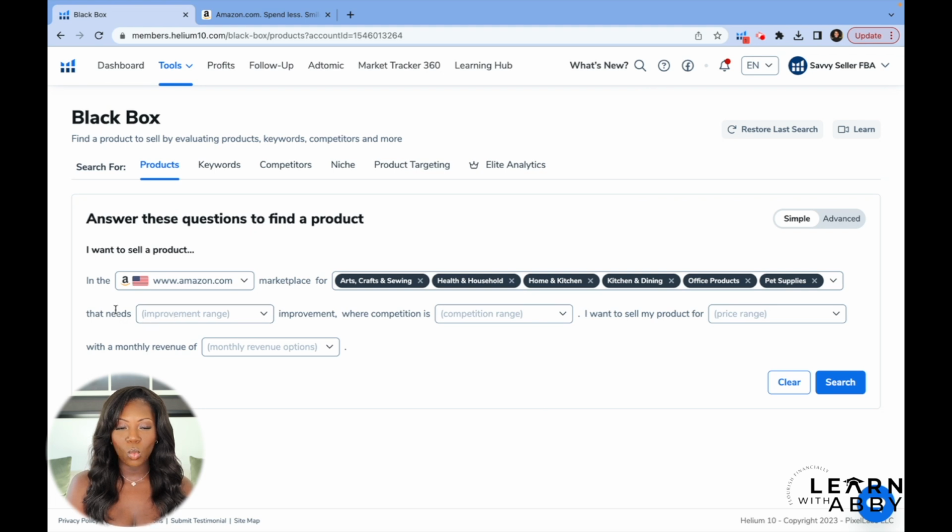And then it's asking what type of improvement range. So do we want products that need a little bit of improvement, some improvement, or a lot of improvement? I'm going to click on products that need a lot of improvement because I want to be able to make the product better so that I am going to be able to sell a lot of product, right? You don't want to sell a product that is already a great product with no flaws, because what are you going to be able to bring to the table? What is going to set you apart from your competitors if there's nothing that can be improved upon? So I'm going to just go ahead and click on a lot of improvement.